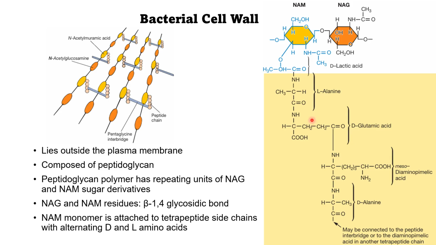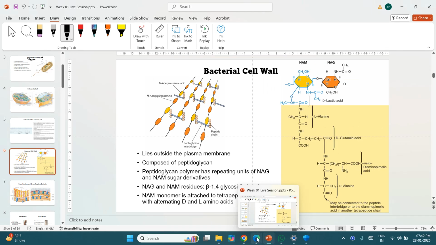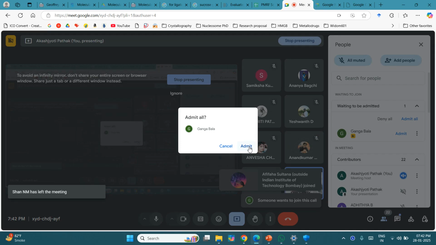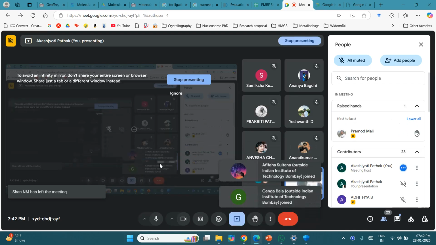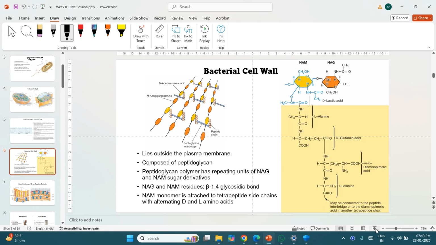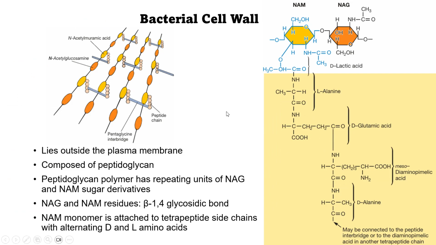And the NAM monomer is attached to tetrapeptide side chains with alternating D and L amino acids. Okay. So, are D amino acids present in the proteins of humans? Yeah, it is not present. It is only present in bacteria. So this D type of amino acid you can see in the bacterial cell wall. So till now everything is clear, right?